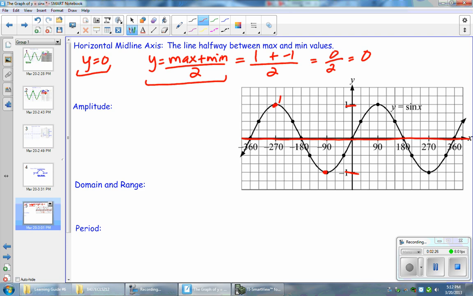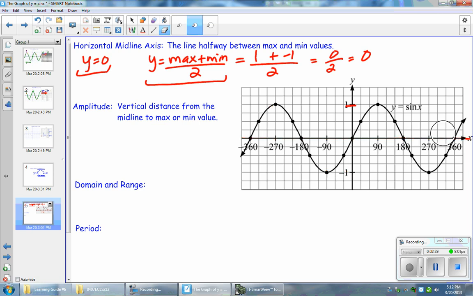So the next characteristic I want to define for you is what we call the amplitude. And the amplitude is defined as the vertical distance from the midline to the max or min value. So I'm going to just erase these markings here. This is what your amplitude is going to look like. You're going to start from the midline axis, which we have found was y is equal to 0, which is also the x-axis. It's going to be the vertical distance between that blue line and whatever your max or min value is. So this distance here and this distance here. If we keep going, these are all our amplitudes here.